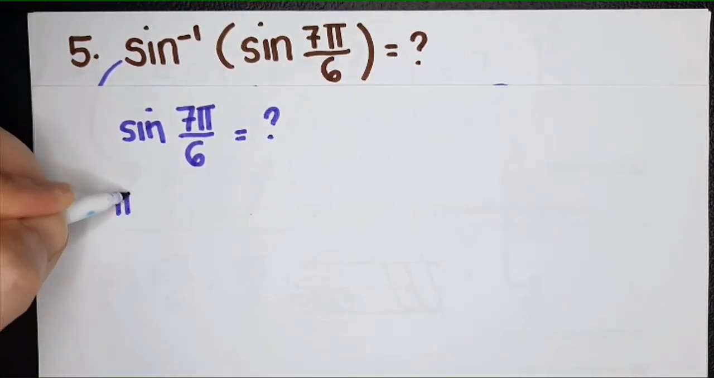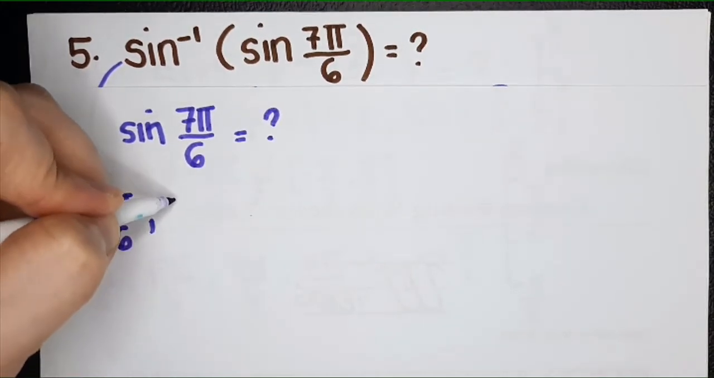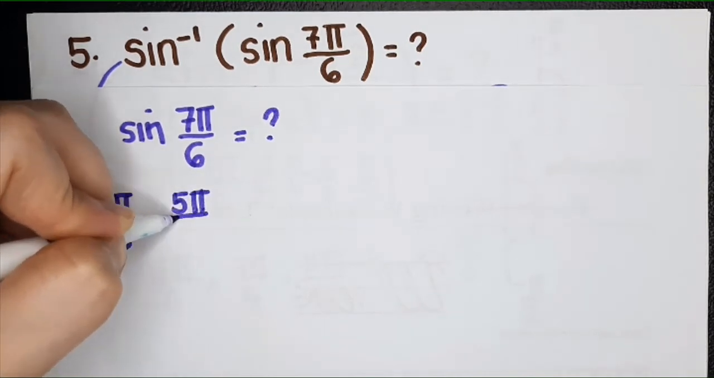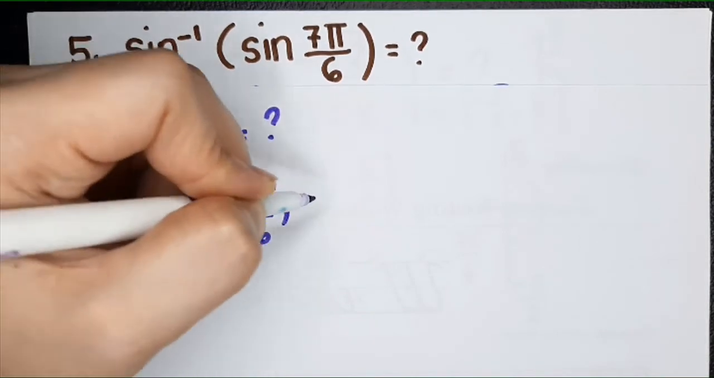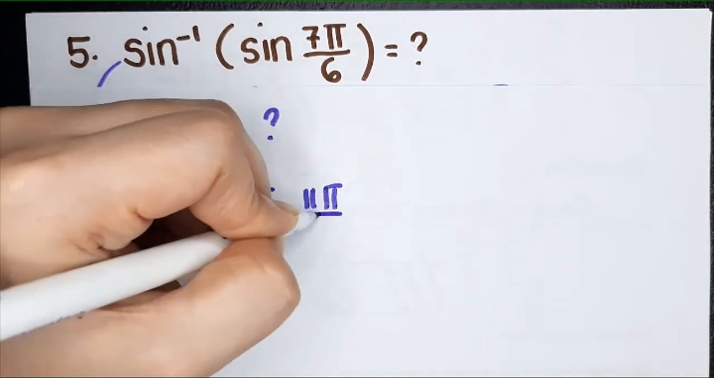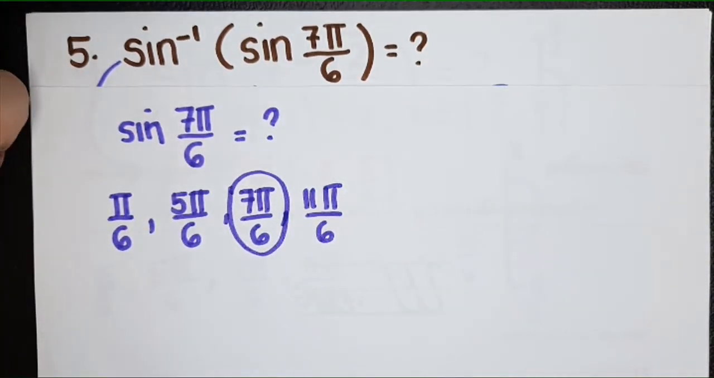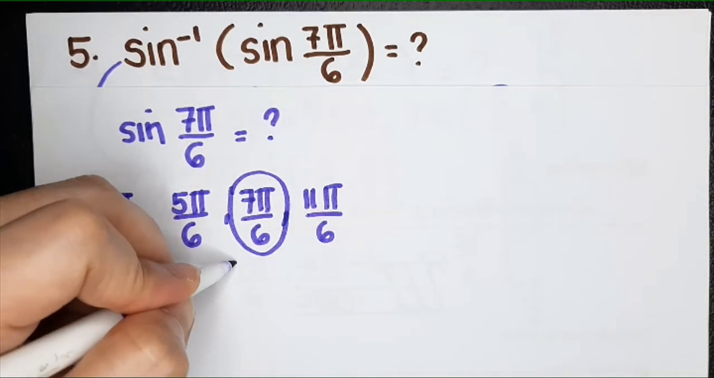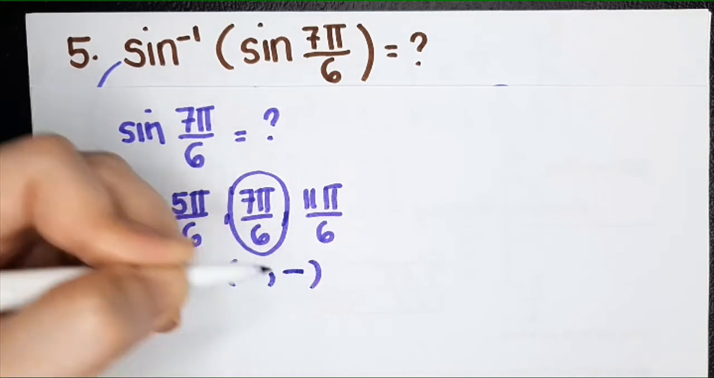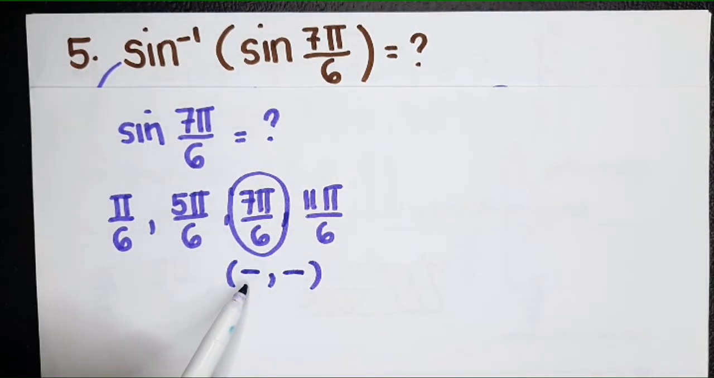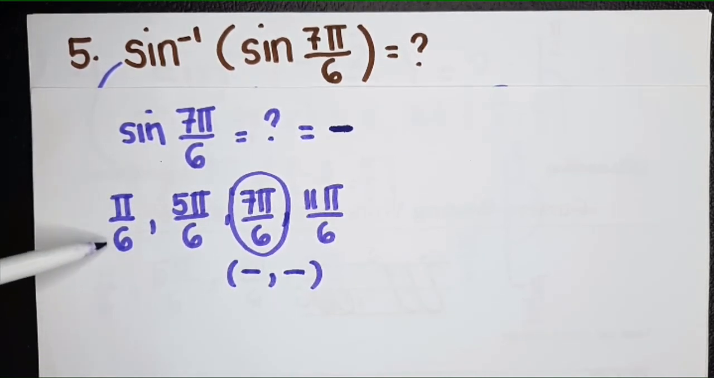Kasi again, yung family ng pi over 6, ito yung sa first quadrant. And then, ito yung nasa second quadrant. Tapos, third quadrant. And then, ito yung nasa fourth quadrant. Okay? So, sa third quadrant, ano ang mga signs ng coordinate? Negative pareho. Negative ang x coordinate, negative ang y coordinate. So, ibig sabihin, negative ang sunod ninyong gagawin, di ba kapamilya niya si pi over 6?